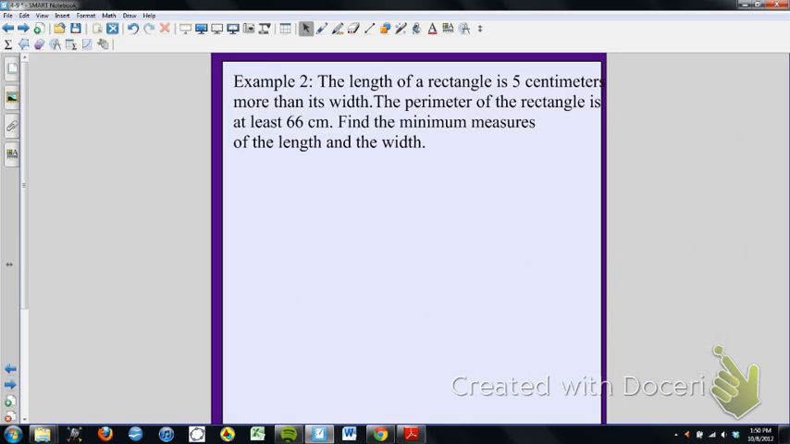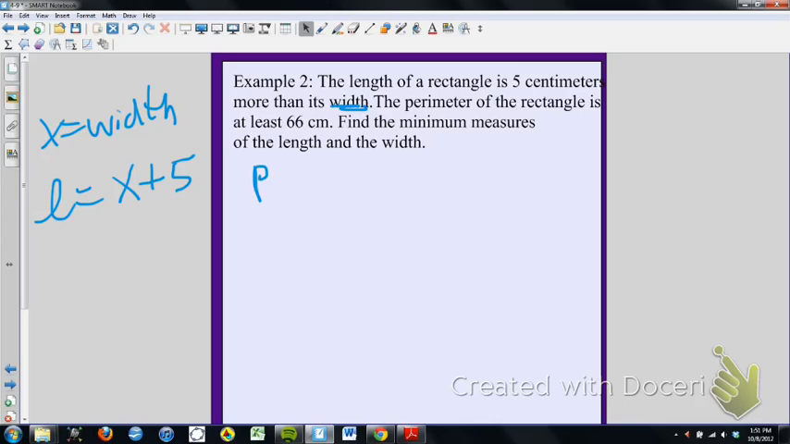And our second and last example: the length of a rectangle is 5 centimeters more than its width. The perimeter of the rectangle is at least 66 centimeters. Find the minimum measurements of the length and the width. So first I have to find my x, and I do that by looking at the last word in the sentence here. So if x is equal to width, then the length would be 5 centimeters more than the width, so it'd be x plus 5.